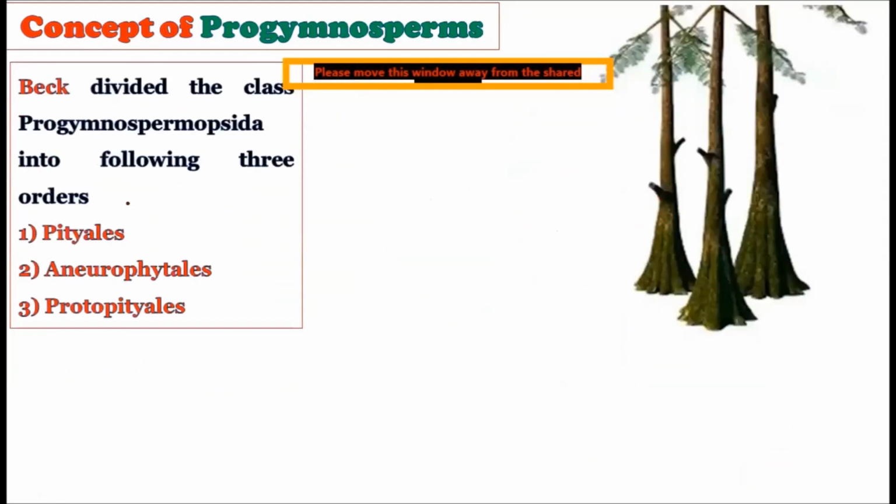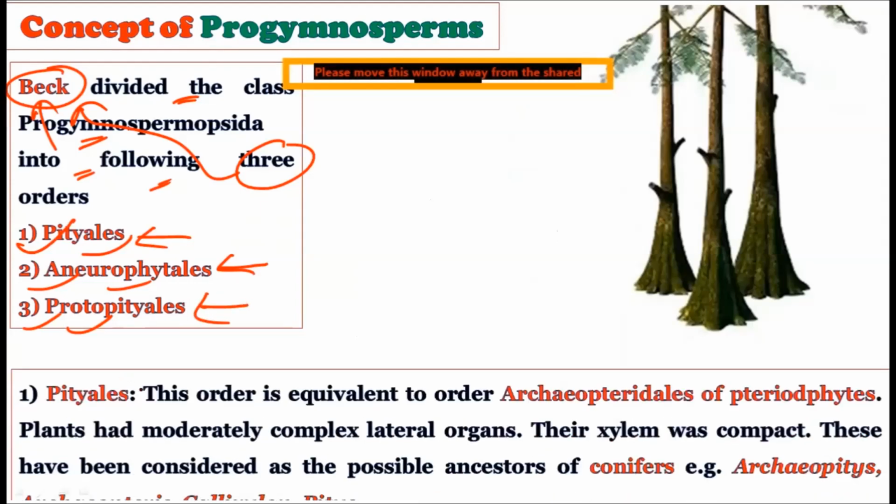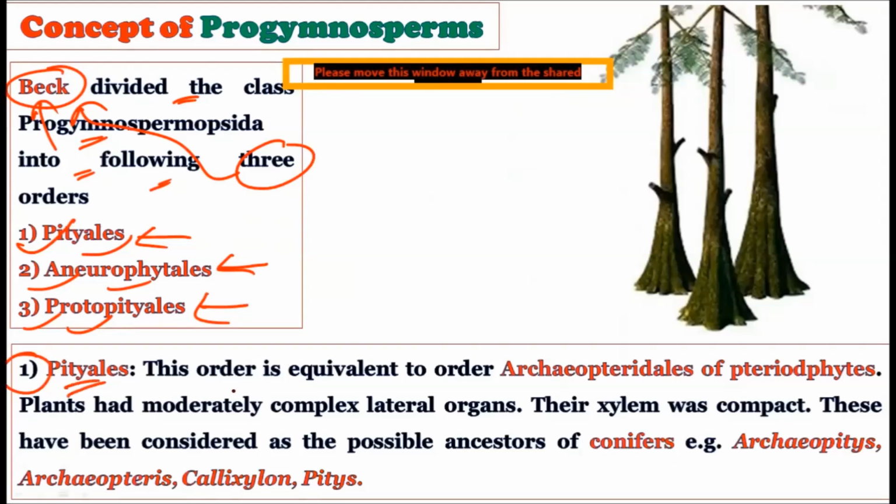Right now, see, Beck has divided the class Progymnospermopsida into the following three orders. Okay, the following three orders can be created in the Progymnospermopsida, and this classification is given by the scientist Beck. Now the very first order is called the Aneurophytales, the second is called the Archaeopteridales, and the third is called the Protopteridales. Now consider the first out of them.